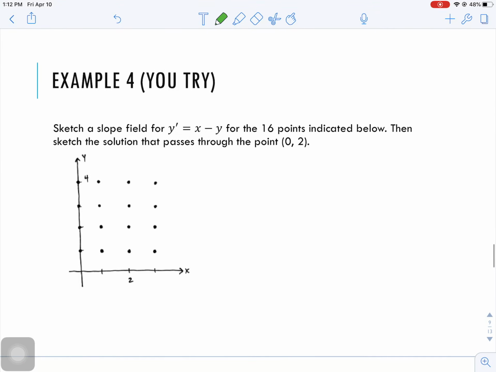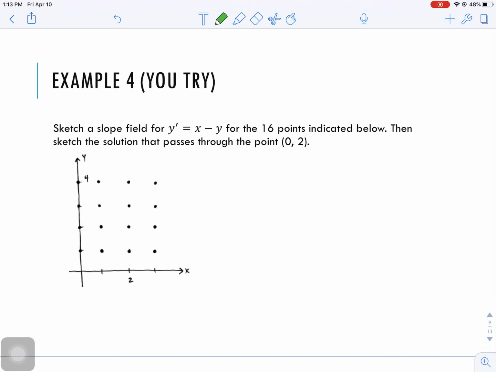All right, example 4. Sketch a slope field for y prime, or dy/dx, equals x minus y for the 16 points indicated below. Then sketch the solution that passes through the point 0, 2. I would like you to try this problem. So if you want, right now, go ahead and just pause the video and try it for these 16 points. There's none along the x-axis. We do have 4 points along the y-axis. If 16 is too many, maybe do 4 of them or 8 of them, just enough to get a little practice before continuing on.